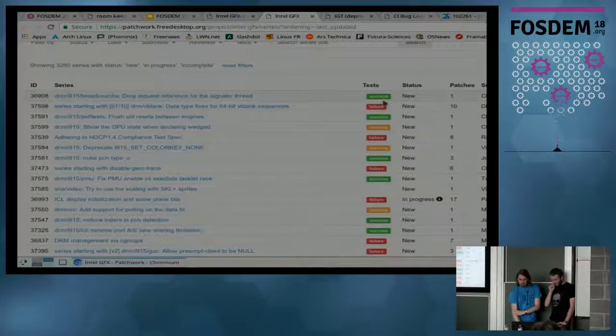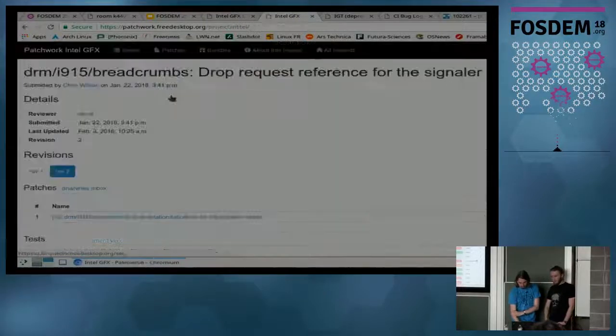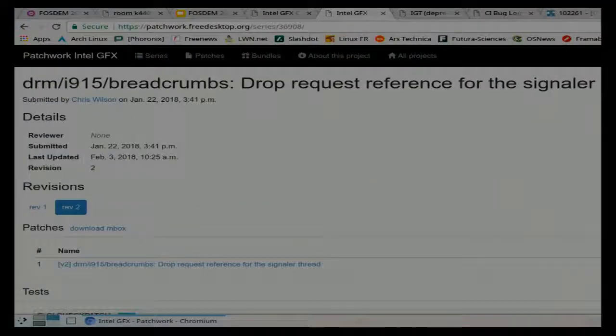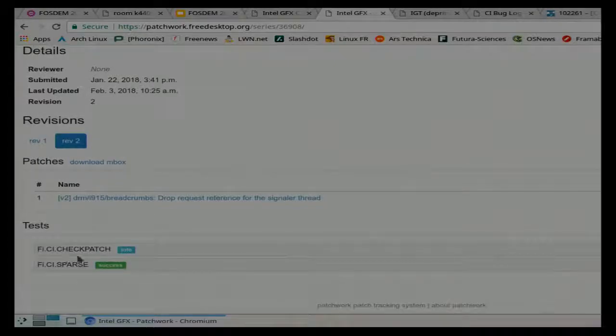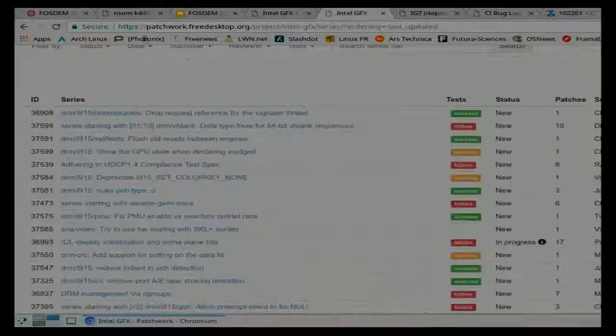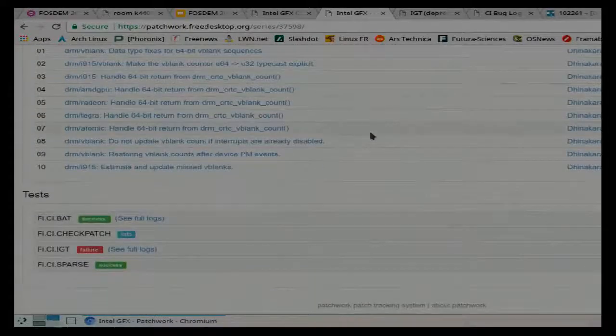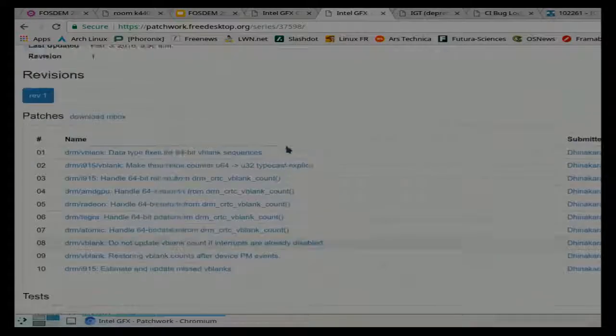Then you get test results on a patch series. Here you can have a look at, for instance, this patch that was sent by Chris Wilson. You can see when, and you can see that there were 2 revisions of it. And this one is bad because it's, of course, recent. Apparently he's working on a Saturday. Yes, Chris Wilson. So, this one is more interesting.